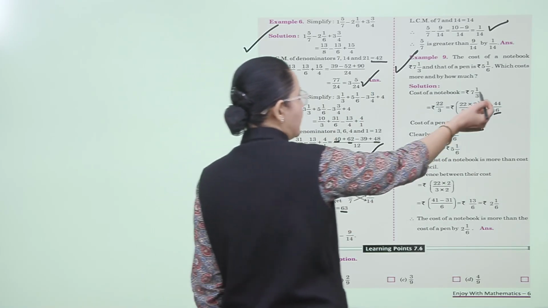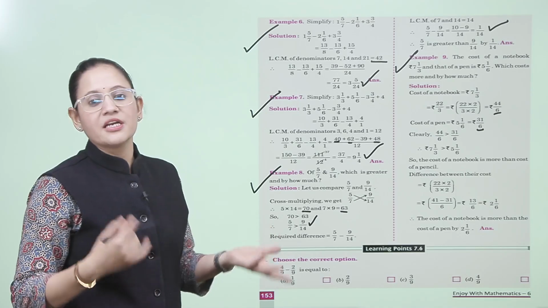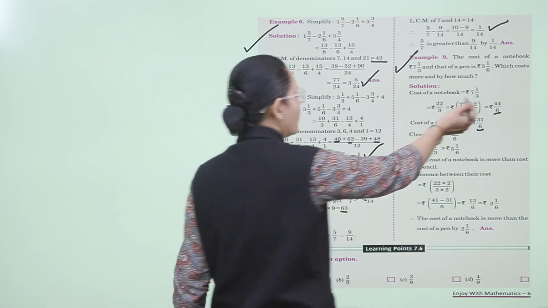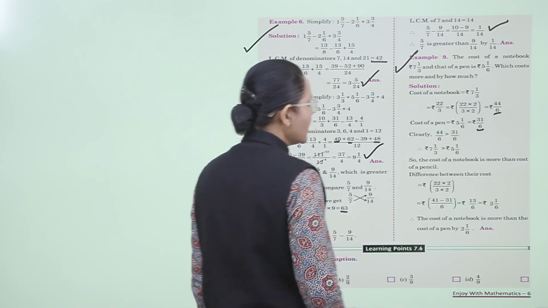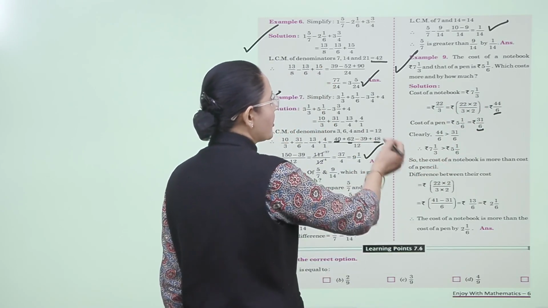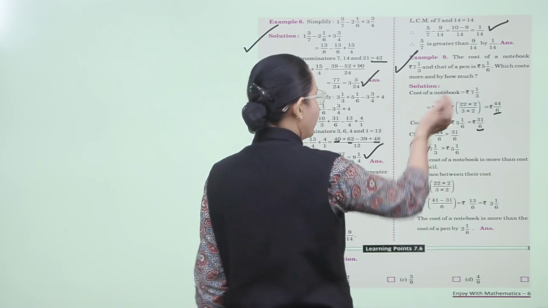Now the denominator is the same, so we'll compare the numerators. The greater the numerator, the greater the fraction. So 44 is greater than 31. That means 44 upon 6 is greater than 31 upon 6. That means the cost of the notebook is more than the cost of the pen.